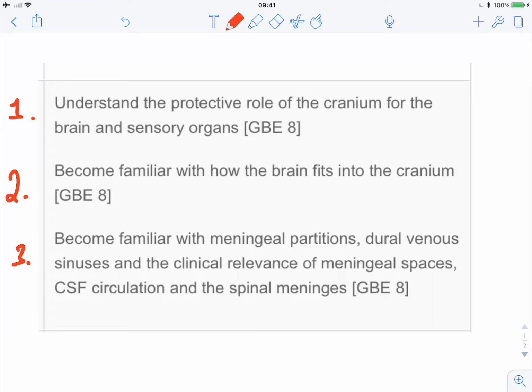The first one says to understand the protective role of the cranium for the brain and sensory organs. The second, become familiar with how the brain fits into the cranium. Become familiar with the meningeal partitions, dural venous sinuses, and the clinical relevance of meningeal spaces, CSF, which stands for cerebrospinal fluid, circulation, and the spinal meninges.